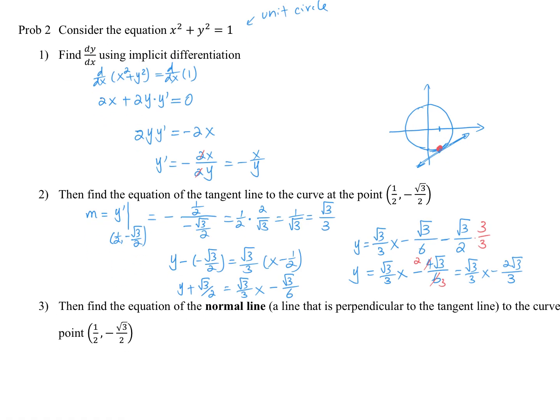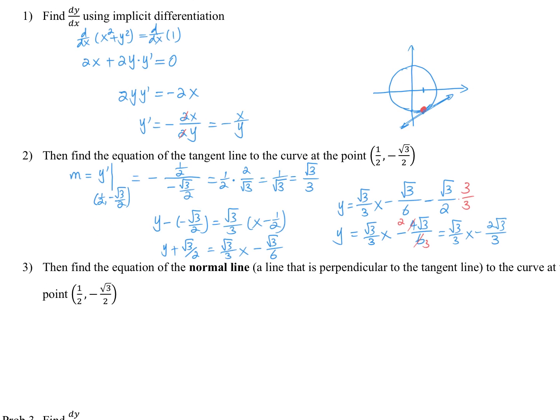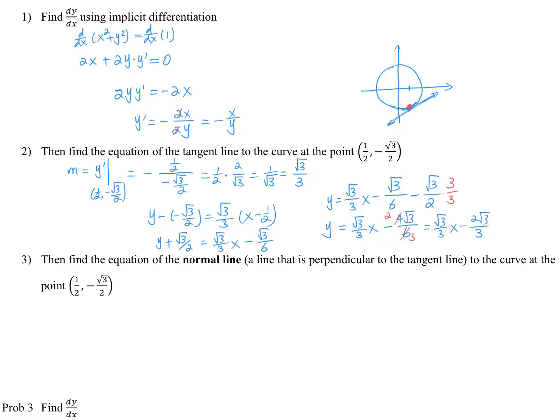Now, let's move on to the next part. So here, we want to introduce a new term. Find the equation of the normal line. A normal line is a line that is perpendicular to the tangent line. It is actually one of the important concepts in a later calculus class. So we want to find the equation of this normal line to the curve at the same point. So earlier we found the tangent line. And what is normal line?